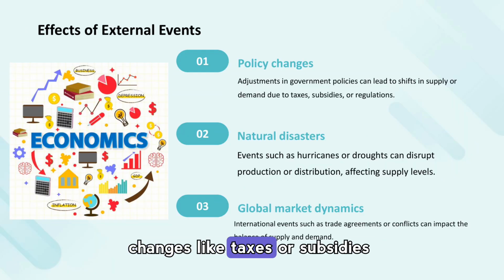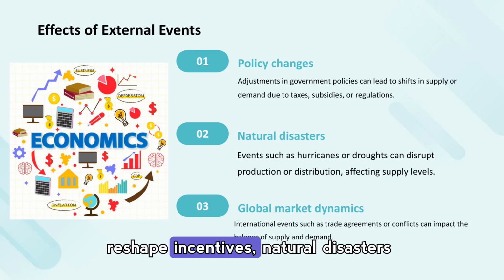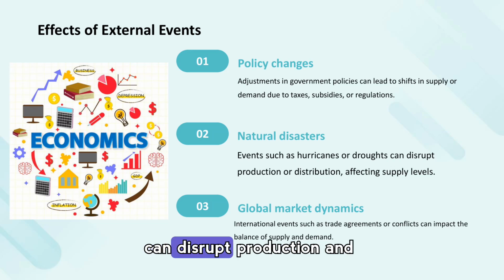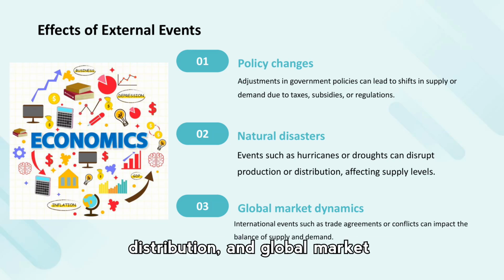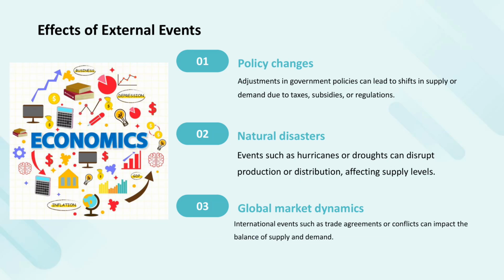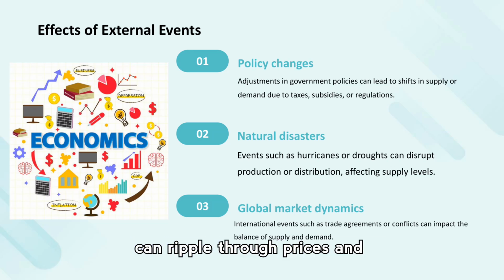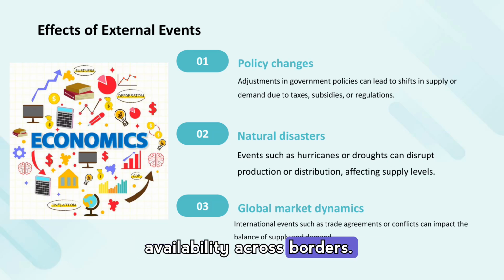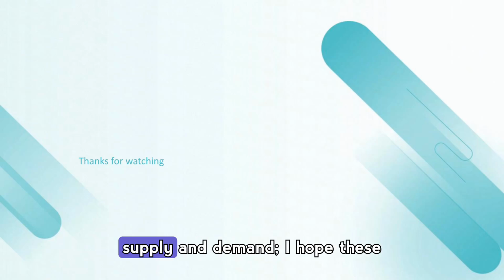Policy changes like taxes or subsidies reshape incentives. Natural disasters can disrupt production and distribution, and global market dynamics, such as trade or conflict, can ripple through prices and availability across borders.